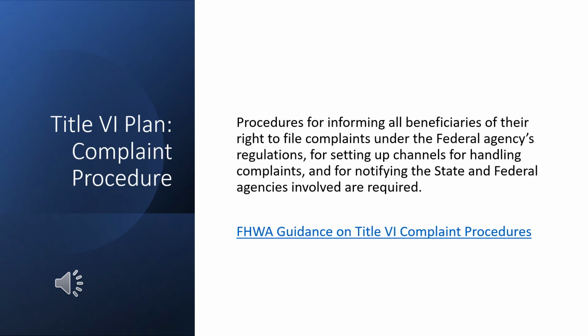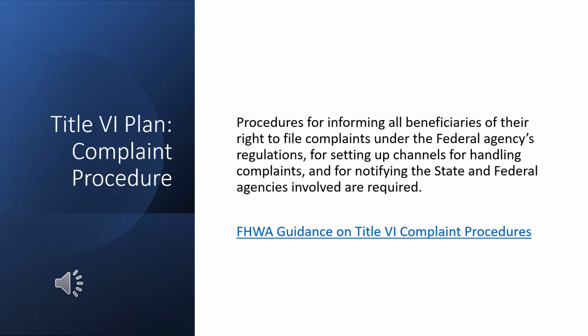The next element that your agency's Title VI implementation plan must contain is a complaint procedure, a procedure for informing all beneficiaries of their right to file complaints under the federal agency's regulations, for setting up channels for handling complaints, and then also for notifying the state and federal agencies involved. It's recommended that local agencies follow the 2019 Federal Highway Administration guidance when drafting their complaint procedures. This guidance can be found in the link on this slide.